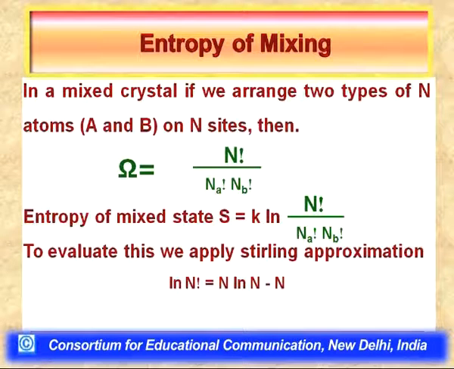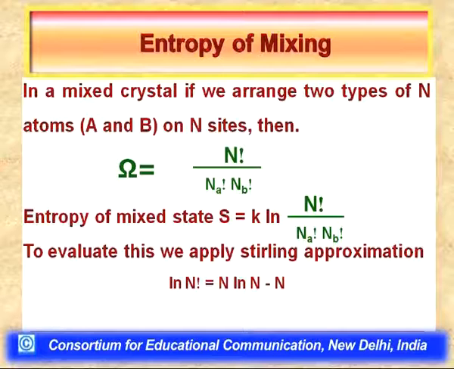Now, having said this, suppose a situation where we consider a mixed crystal. What do we mean by a mixed crystal? It means we may consider an alloy which is basically a mixture of two particular kinds of atoms. So, a mixed crystal. If we consider a mixed crystal in which there are n sites, and since the crystal is in a mixed state, it has two different kinds of atoms, A kind atoms and B kind atoms.